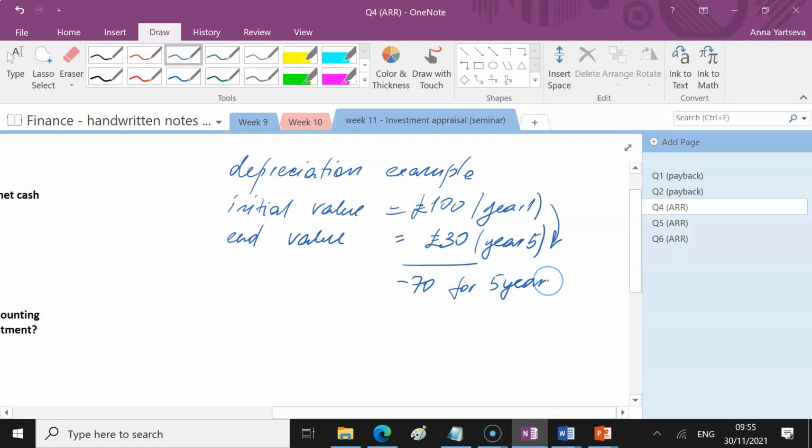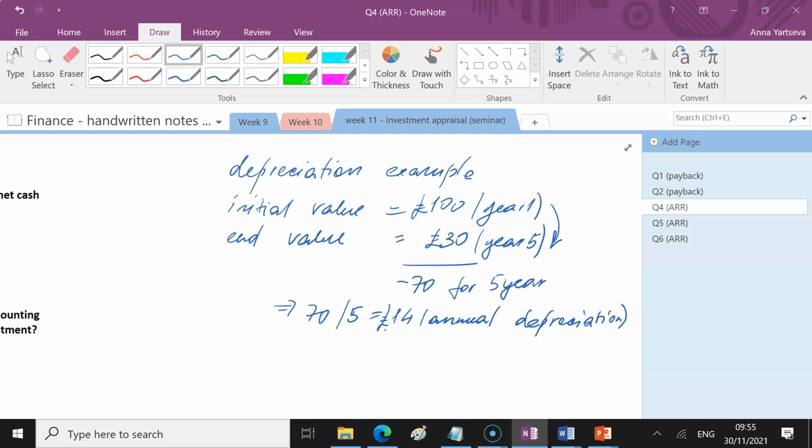And if you split this reduction in value by 5, if you divide 70 by 5, you will get an annual depreciation. So this is going to be 14. £14 is the annual depreciation charge. So total depreciation is the reduction in value of an asset over its lifetime, and annual depreciation is the total divided by the number of periods.